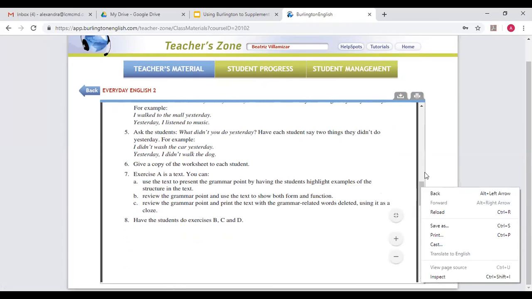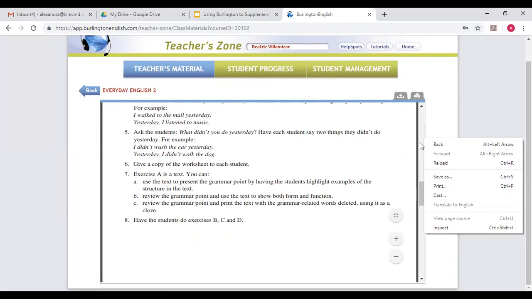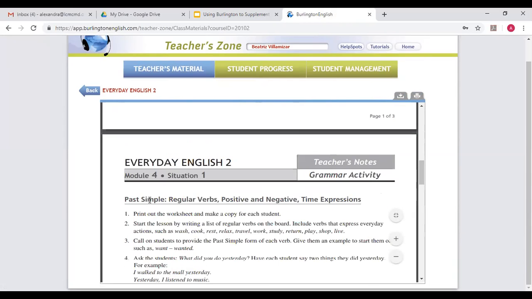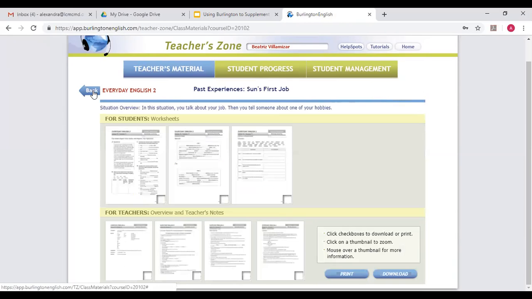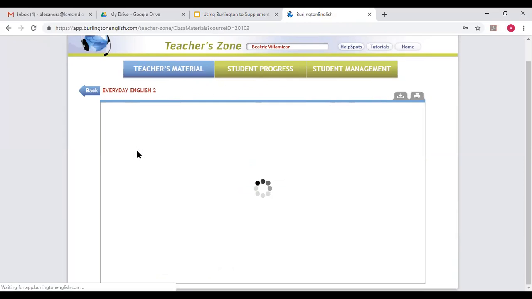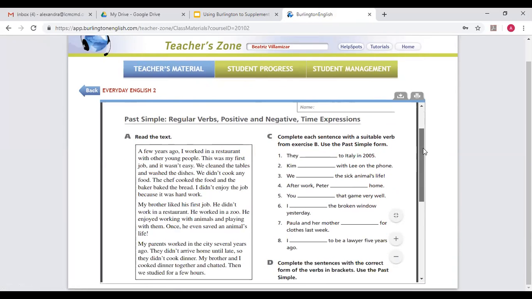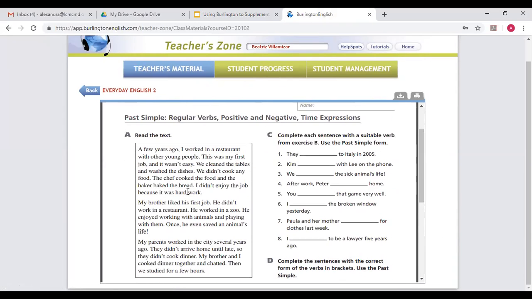So this is the grammar activity, the teacher's notes or the lesson plan. And this is the grammar worksheet that you will give to your students during class so they can practice. They will read the text, and based on this information, they are going to complete these exercises with the verbs in simple past. So we have them here, okay?